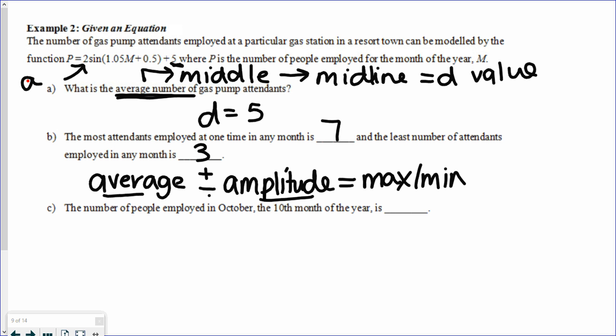It says the number of people employed in October. So again, that's the 10th month of the year. If you put your equation into y equals, try putting that in, and then trace the value at x equals 10, because October is the 10th month. It looks like in October, that's kind of their minimum number of people working, that there would be 3 people employed.